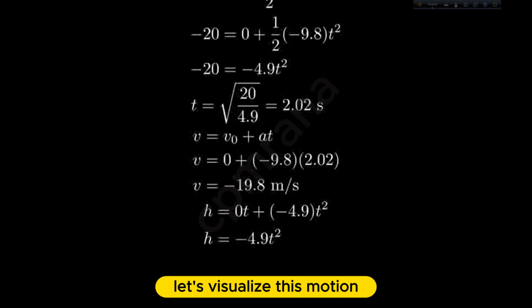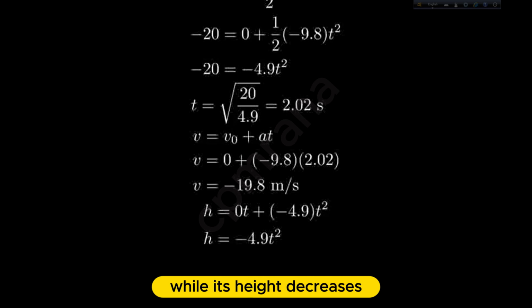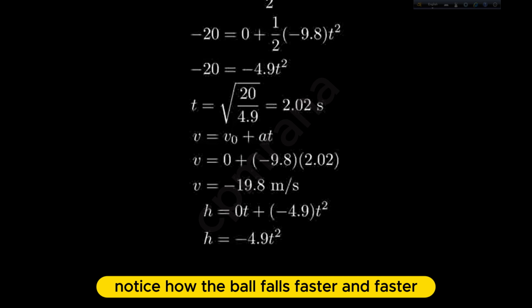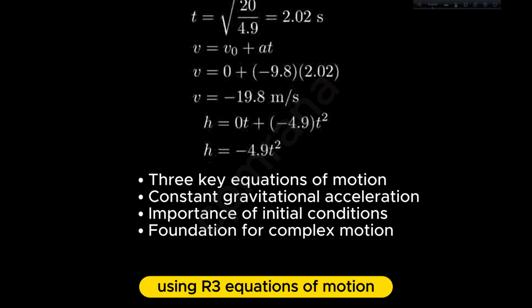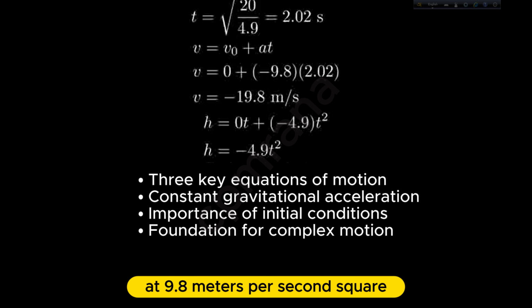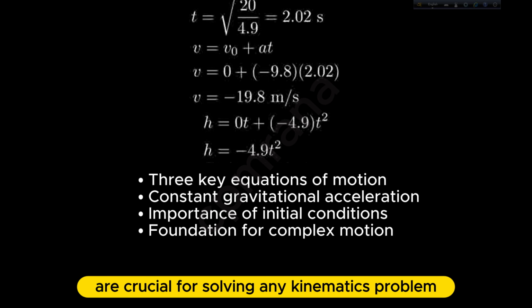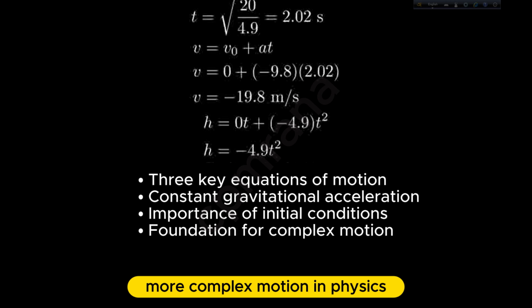Let's visualize this motion. As the ball falls, its velocity increases due to gravity, while its height decreases according to our equation. Notice how the ball falls faster and faster due to the constant acceleration of gravity. Let's summarize what we've learned. The motion of objects under gravity can be precisely described using our equations of motion. The acceleration due to gravity is constant at 9.8 meters per second squared downward, and initial conditions are crucial for solving any kinematics problem. These principles form the foundation for understanding more complex motion in physics.